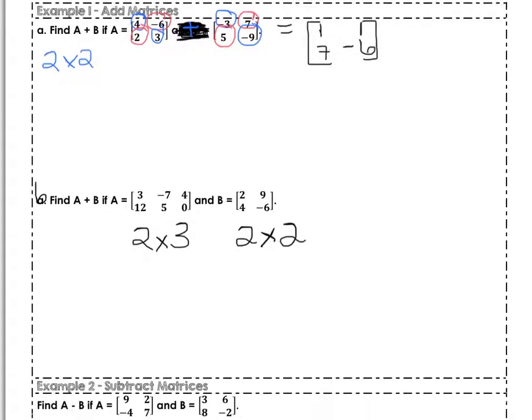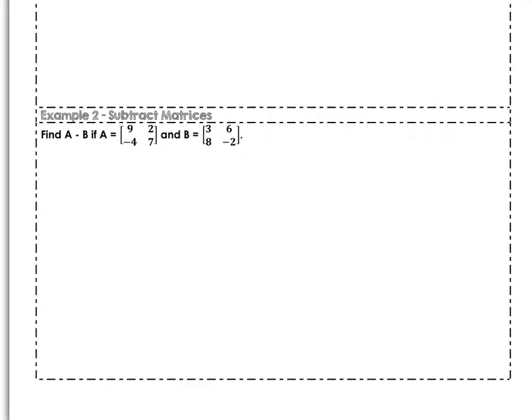Alrighty, now let's look at example 2 where we are subtracting matrices, okay? It'll be treated just like we did with addition. They need to have the same dimensions in order for them to be subtracted, okay? And just like I did before, I'm just going to change that. That way I can just create my solutions, okay? Notice that the answer to an addition or subtraction problem gives you the same dimensions.